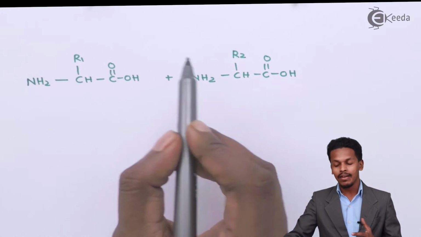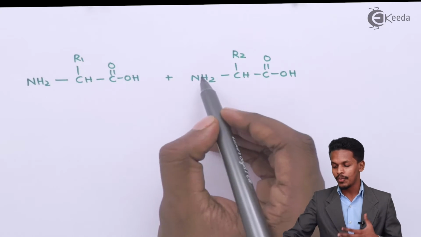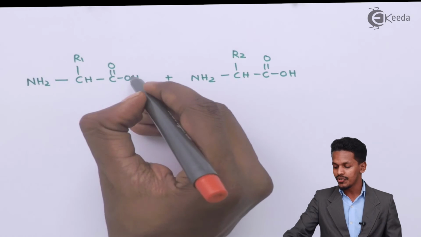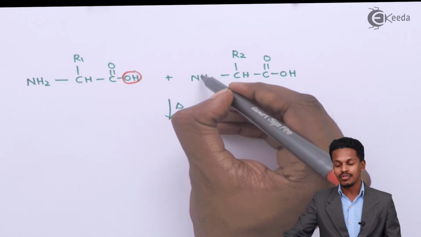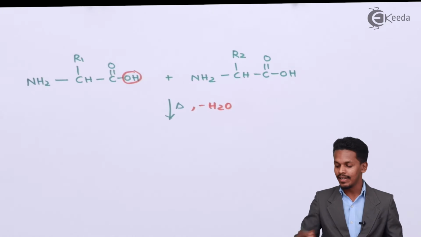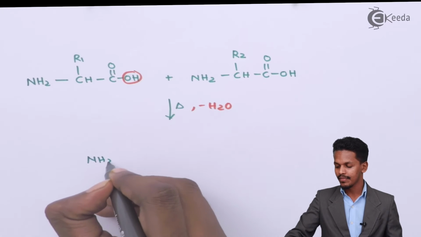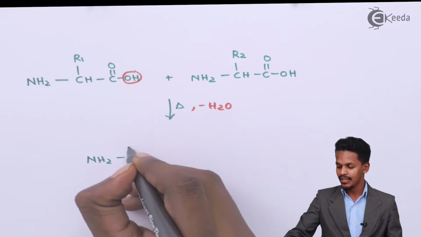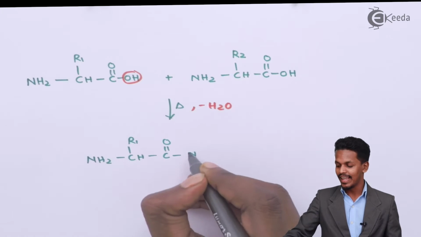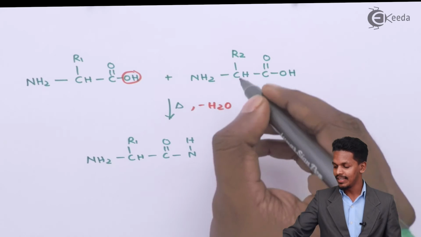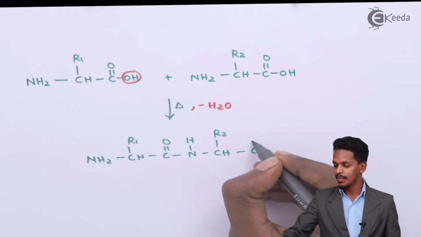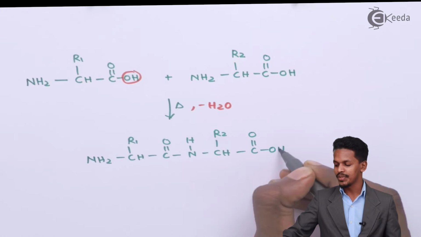Whenever they combine with each other, because of certain conditions, we find that this OH along with one of the hydrogens is eliminated in the form of water, and that is how we get NH2CH(R1)C double bond O, NH, then again CH(R2)C double bond O, OH.